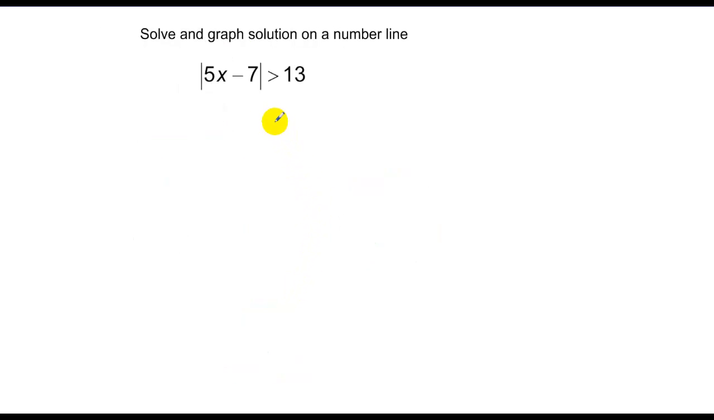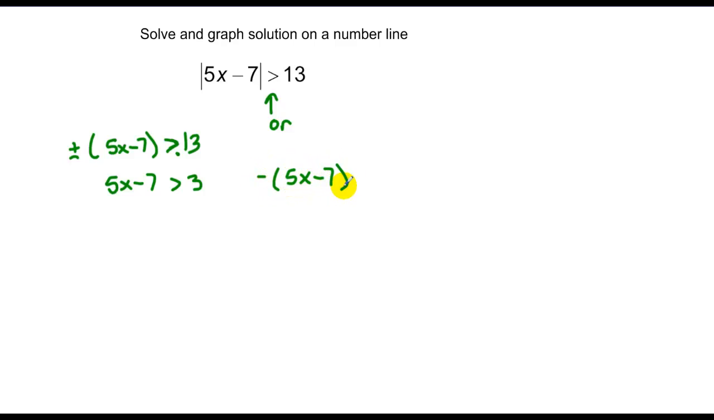Next, very similar problem, except in this case, a greater than problem. So this is an or. And I have plus or minus 5x minus 7 greater than 13. So I have 5x minus 7 greater than 13. The opposite, 5x minus 7 greater than 13. It's an or. So I add 7 to both sides. 5x greater than 20. Dividing, x greater than 4.